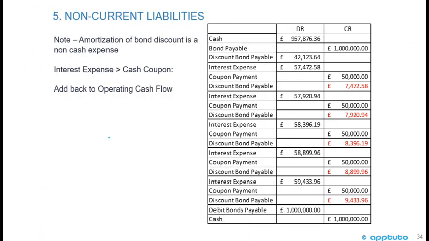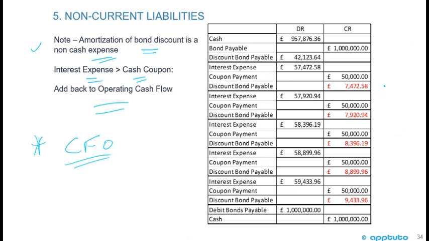Just one last point that I want to make with regards to issuing a bond at a discount. Note that the amortization of the bond discount is a non-cash expense. The interest expense is greater than the cash coupon, so you need to add that back to the operating cash flow. So this comes up when we look at the CFA reading on cash flows and the cash flows to operations. Most people are familiar with net income, add back depreciation, subtract gains on sale of equipment, or add back the losses. But another important item is this amortization of bond discounts or premiums.